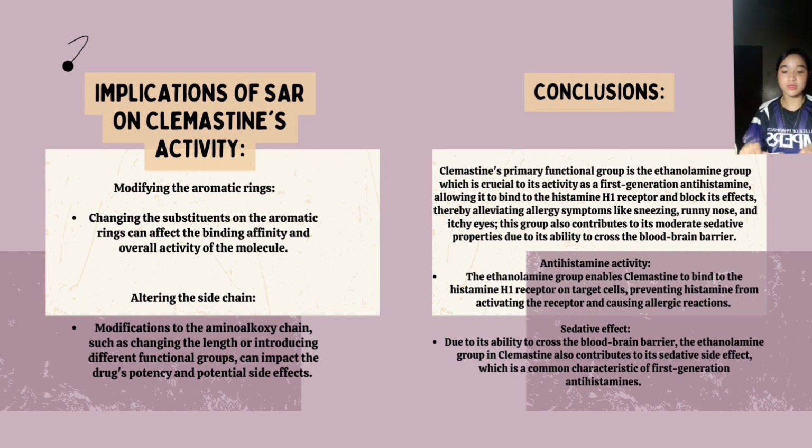So, in conclusion to this slide, clemastine's primary functional group is the ethanolamine group, which is very crucial to the activity as a first generation antihistamine drug. This drug has two major actions, the antihistamine activity and the sedative activity. So in the antihistamine activity, the drug will prevent histamine from activating the receptors and causing allergic reactions. While the sedative effect is the ability to cross the BBB or the blood-brain barrier easily.